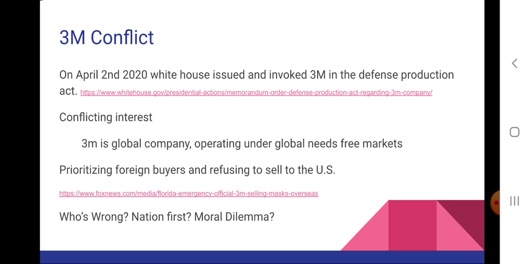So they were caught prioritizing foreign buyers and refusing. Florida had a problem where they were trying to obtain these, and 3M was refusing to sell these to the U.S., prioritizing other countries and other people. So there's a few questions here. Who's wrong? What nation's first? It's a big, giant moral dilemma, because everyone in humanity needs supplies, but this creates a nation-first moral dilemma. 3M was operating on global needs and not prioritizing the United States.